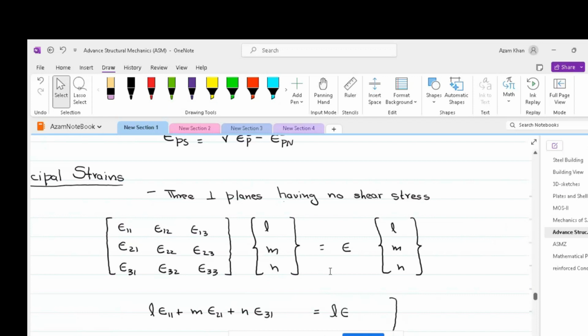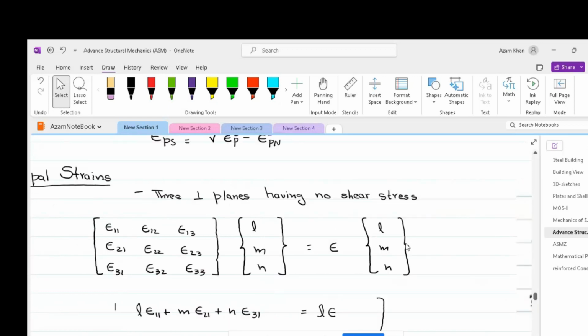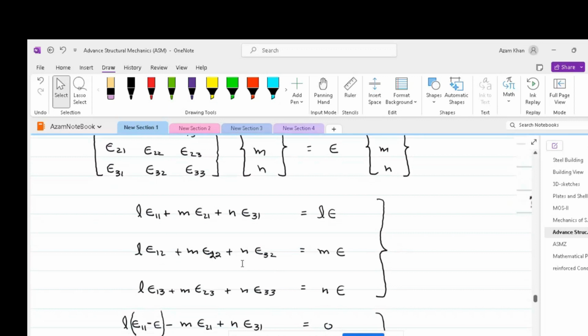This must be equal to a scalar times the same vector. So this is equivalent to saying that we have a particular vector, which is shown in green, that is multiplied with the strain vector, and as a result we have only the change in magnitude of that vector. The direction of that vector stays the same. The eigenvalue problem implies the following three equations.